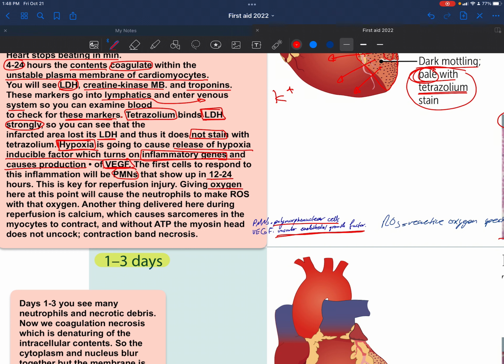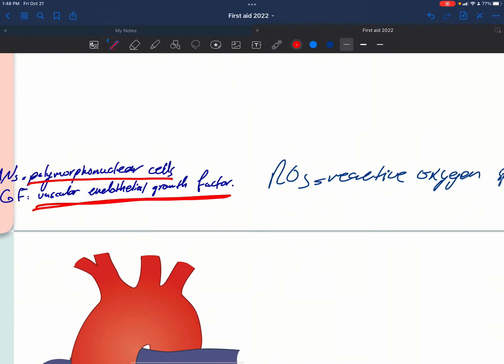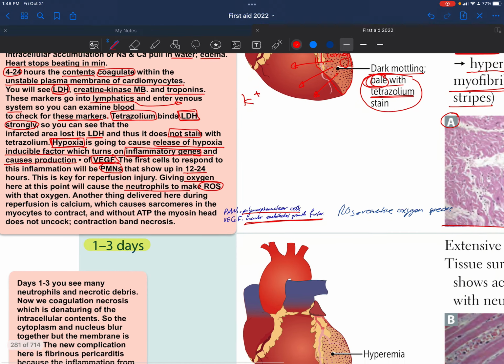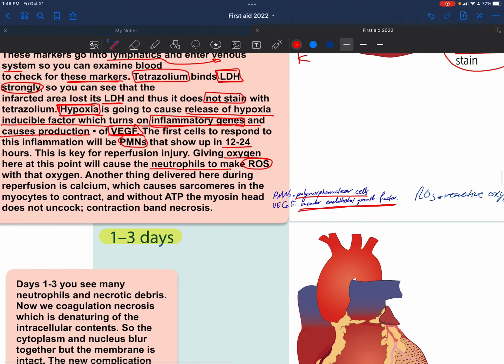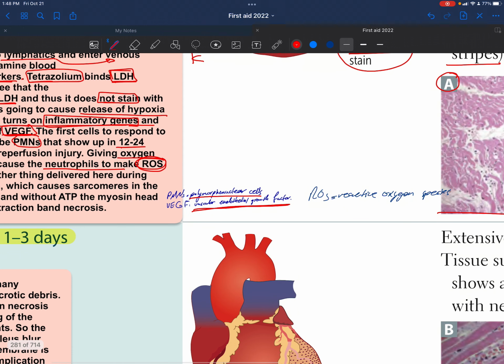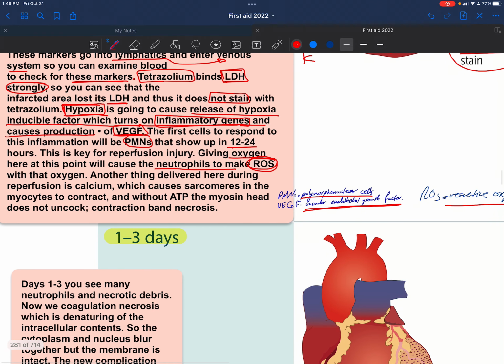This is the key for reperfusion injury. If we give oxygen at this point, it will cause these neutrophils to make ROS, reactive oxygen species. So when oxygen comes to that infarcted place, it makes the neutrophils utilize that oxygen and make ROS out of it. The ROS are reactive oxygen species, and that's definitely a bad thing.